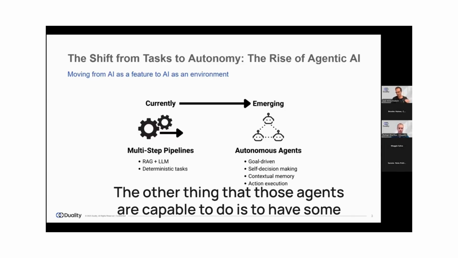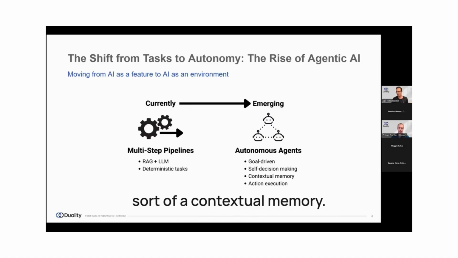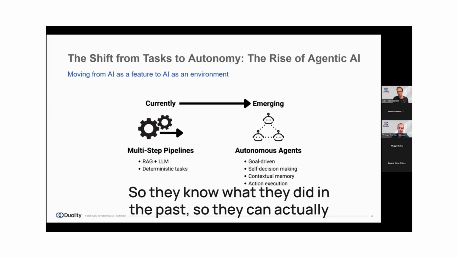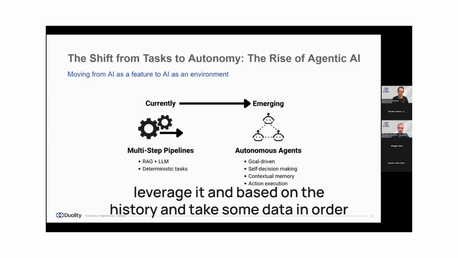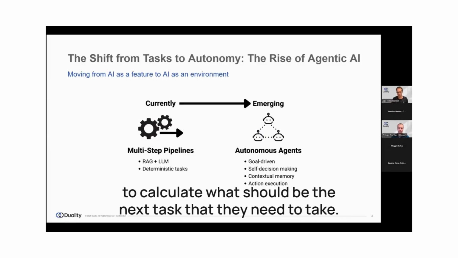The other thing that those agents are capable of doing is to have some sort of contextual memory. So they know what they did in the past. They can actually leverage the history and take some data in order to calculate what should be the next task that they need to take.